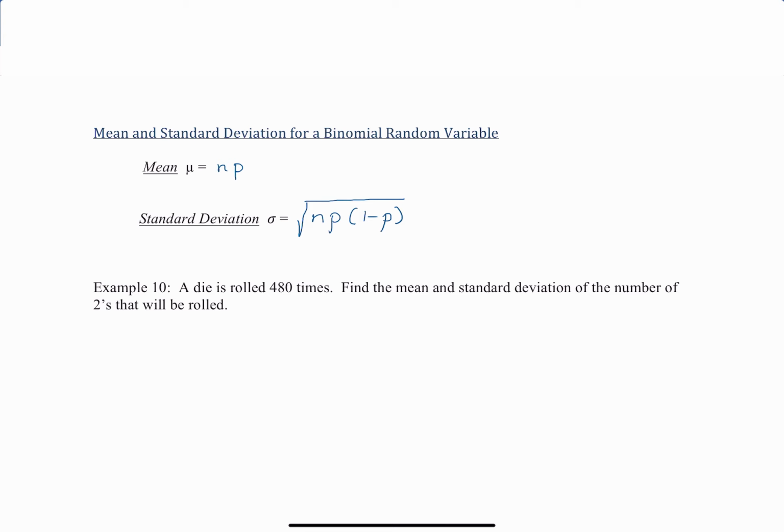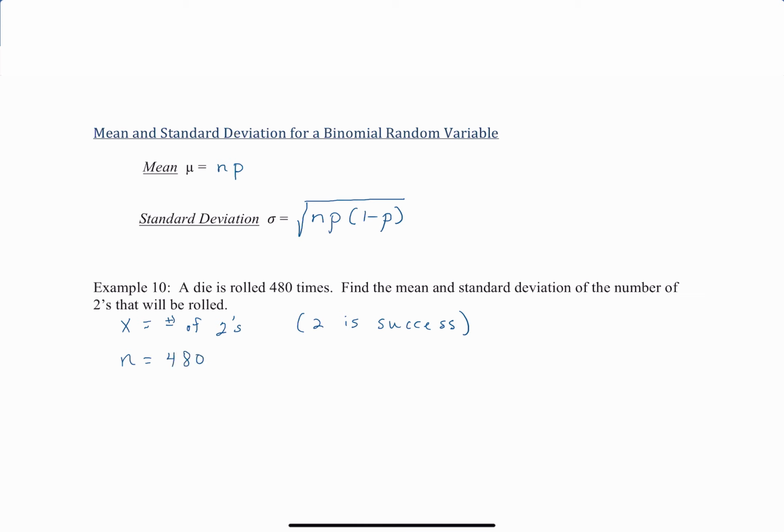So, for example, a die is rolled 480 times. Find the mean and standard deviation of the number of 2s that will be rolled. So we've got a binomial random variable, x, and that's counting the number of 2s. So 2s are our successes. And the way I know that is that 2s are what we're counting. Let's see, the die is rolled 480 times. That's our number of trials. So n is 480.